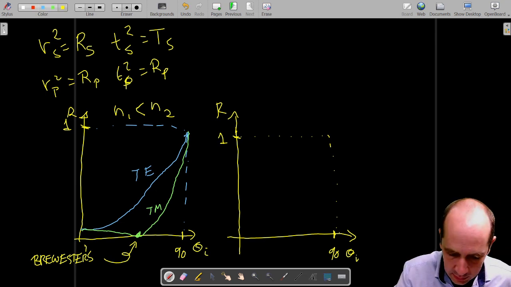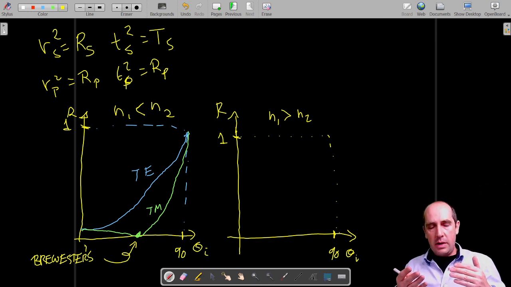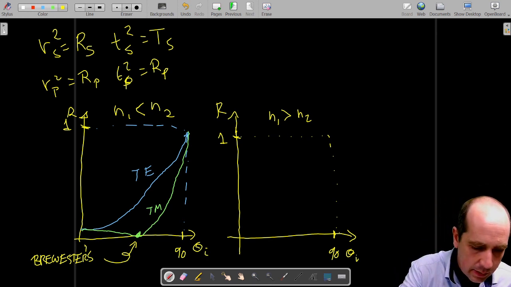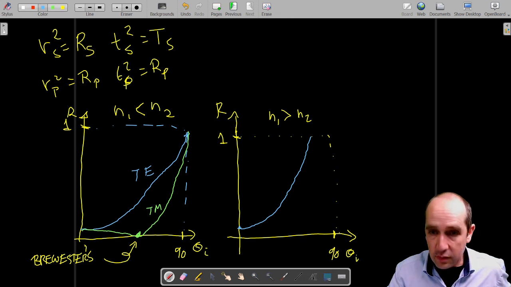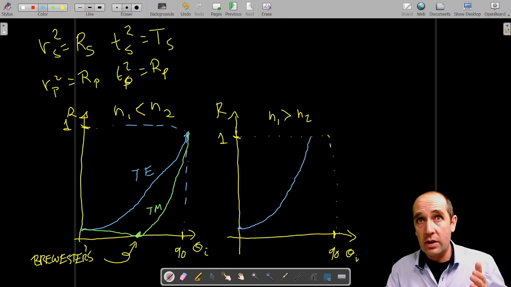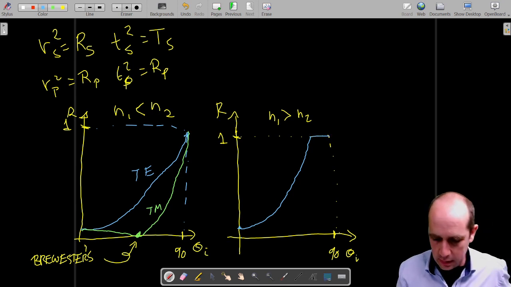Again, we are now in the case where n1 is greater than n2. What this means is you're going now from a high refractive index into a low refractive index medium. What happens is the following. The transverse electric field also starts somewhere here, again, more or less 5% reflection or so. And the reflection starts going up and up and reaches 1, but it doesn't reach 1 at 90 degrees. It reaches 1 before 90 degrees. And then after that point, it stays at 1 until it reaches 90 degrees.